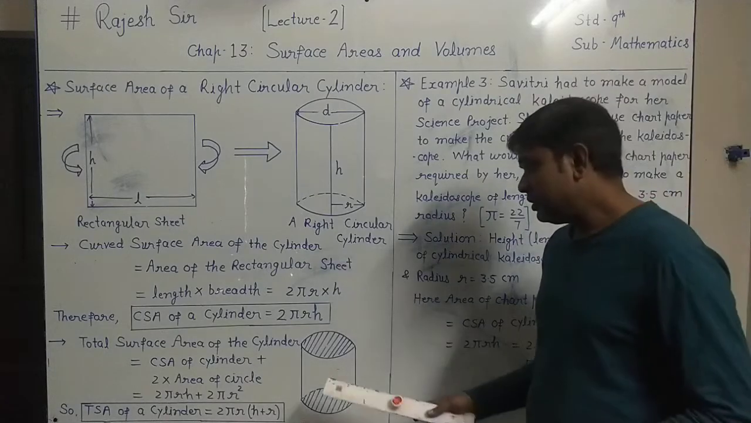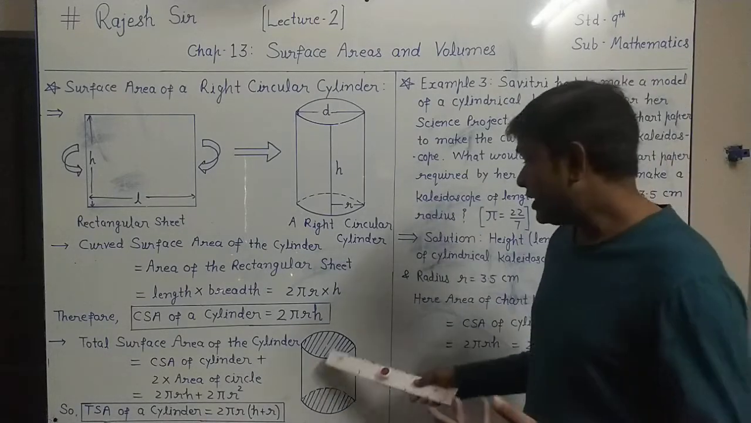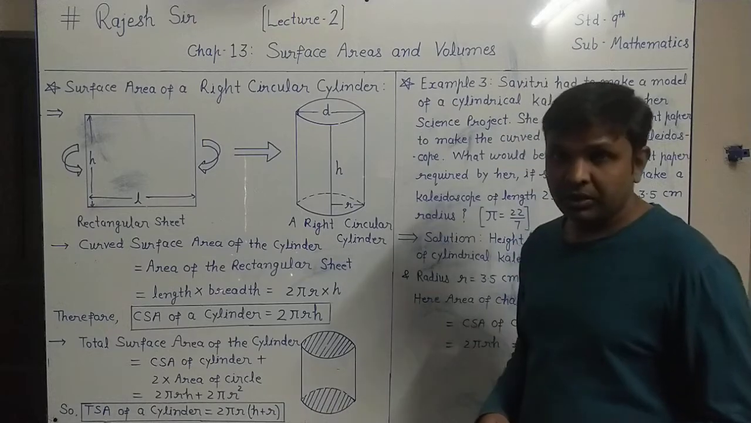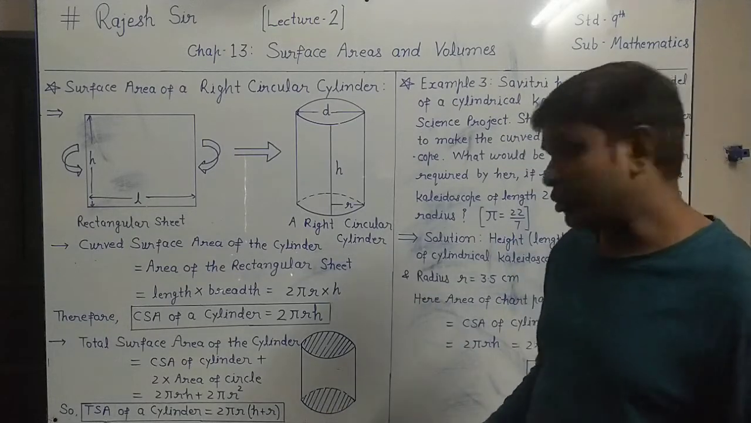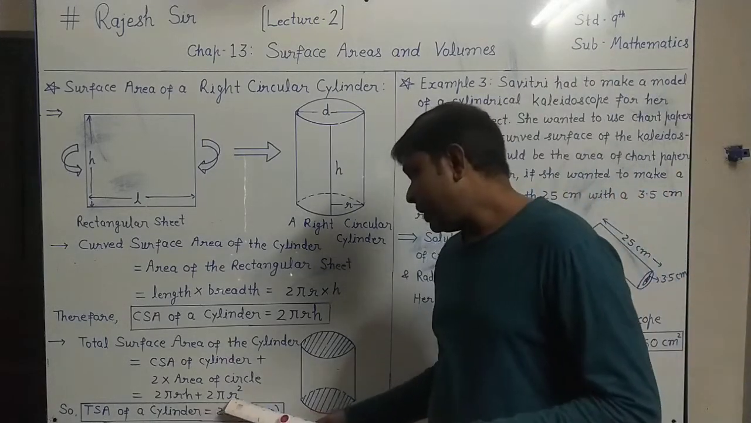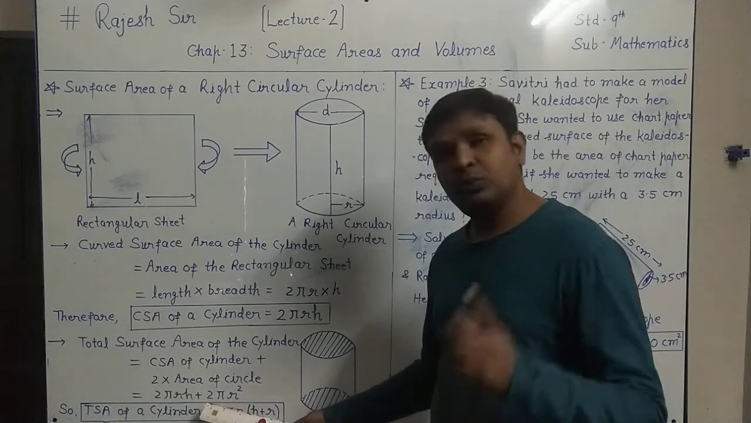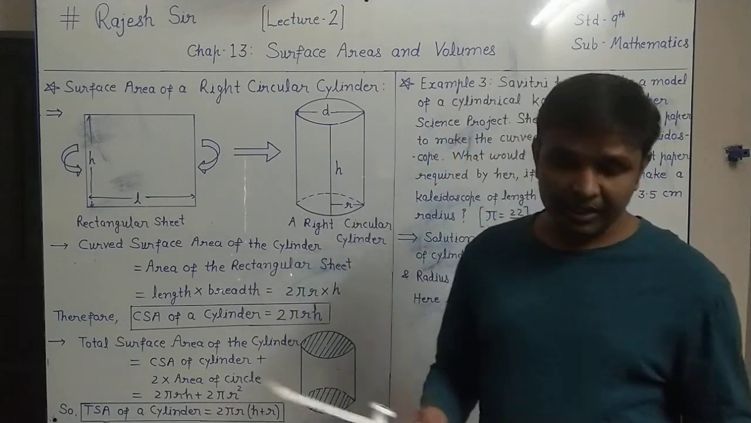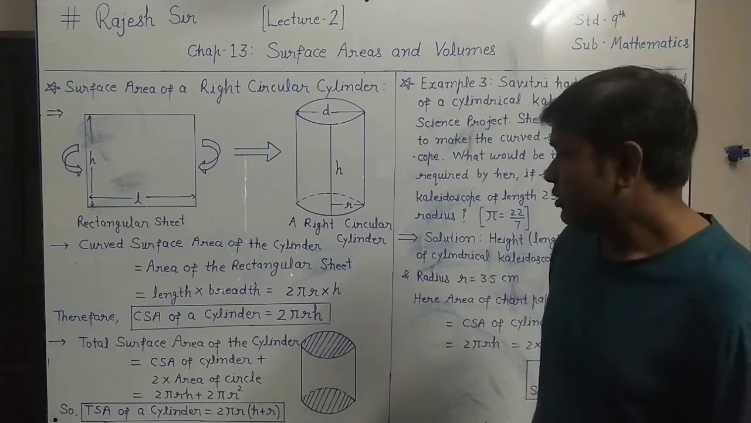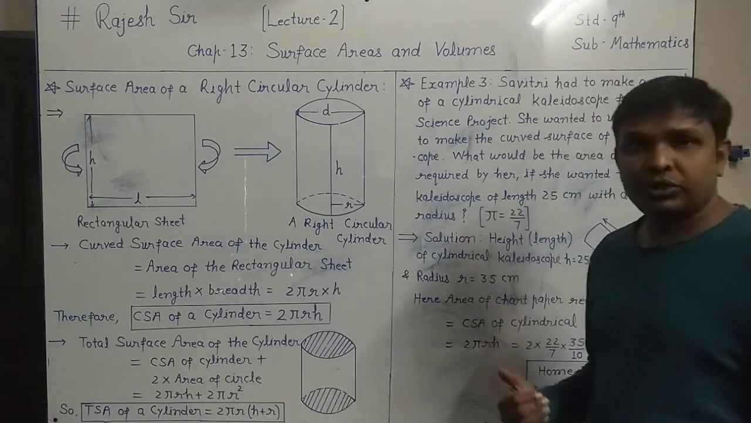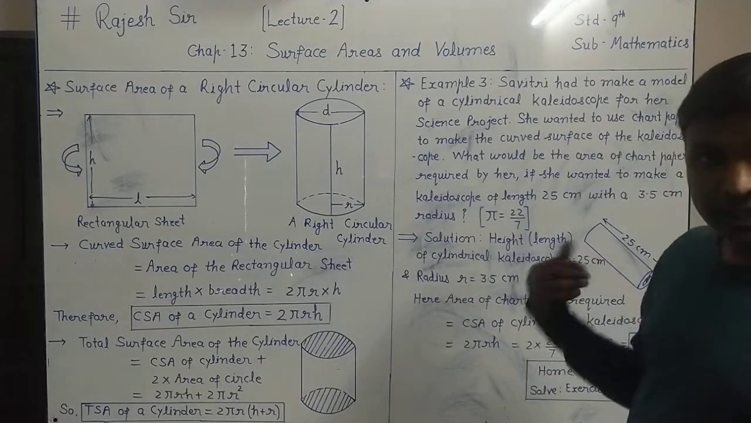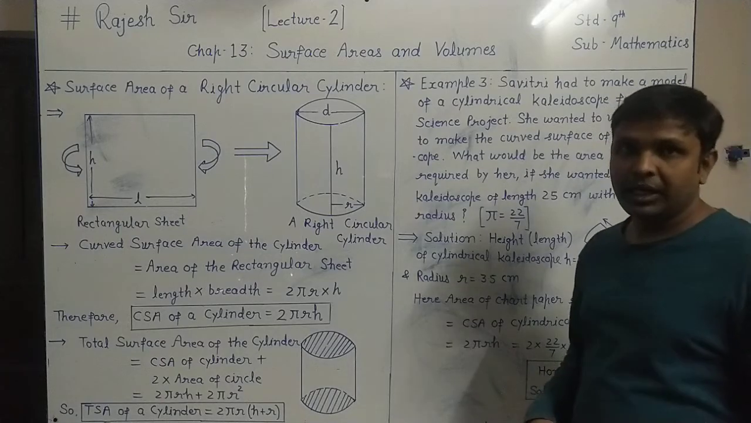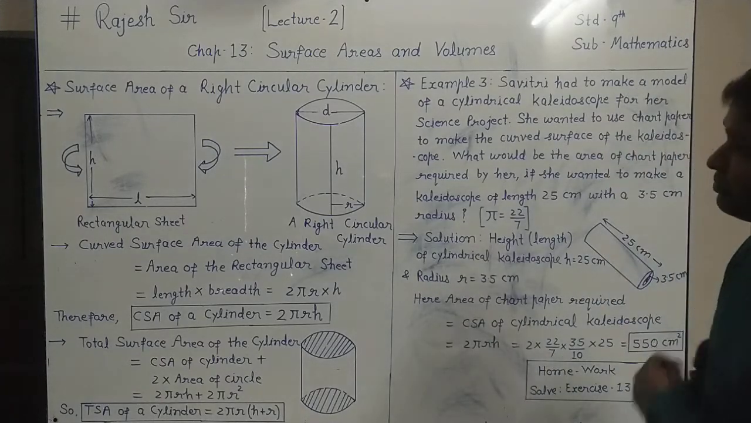Sometimes, remember, it may be open on one side and closed on the other side. If one side is open and the other side is closed, then in place of this 2 pi r square, we have to take just one time pi r square, because only one circle is needed to close it. So that depends on the question, and we have to understand the question well, then we can answer it and solve it.